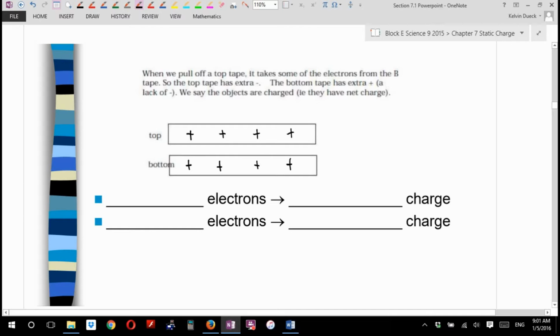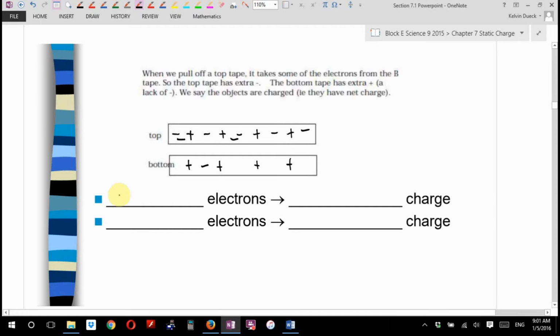But when I yank off that top tape now, instead of having 1, 2, 3, 4 electrons, it's got extras. Let's give it 1, 2, 3 electrons, and this guy only has 1 electron left. We would say the bottom tape is positively charged. The top tape is negatively charged. Is that okay, Christian?